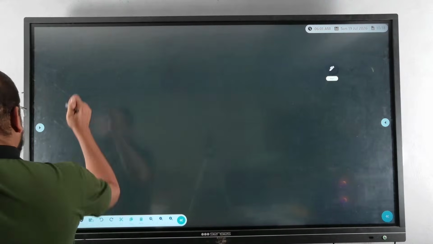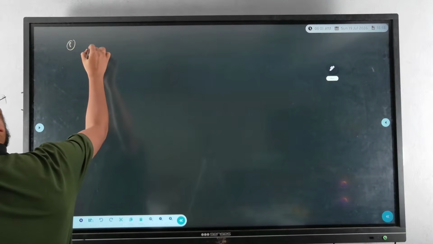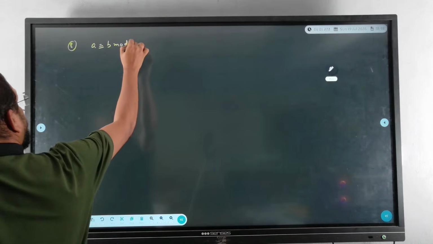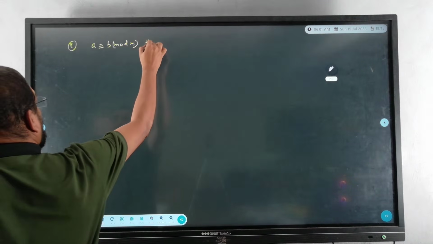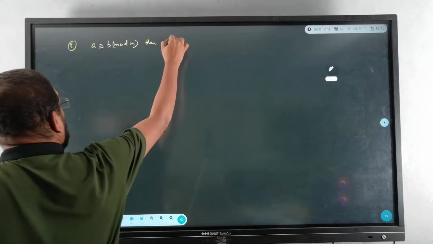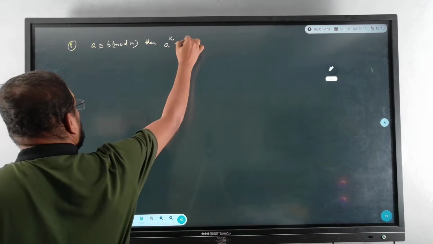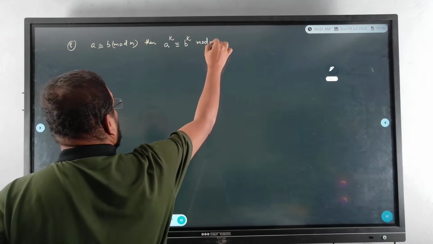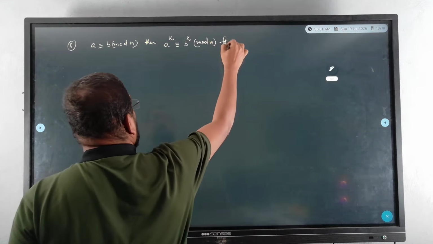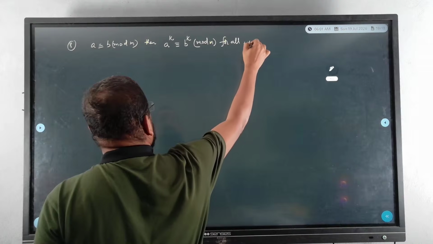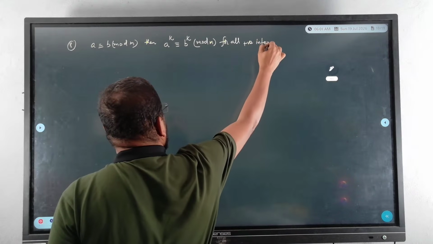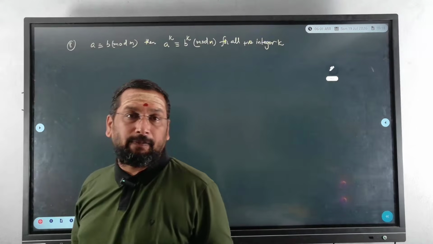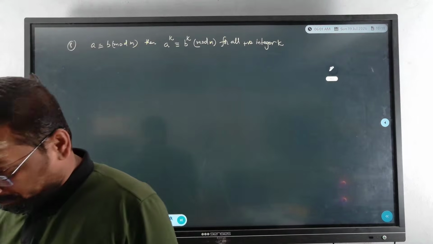Next property: if A is congruent to B mod M, then A power K is congruent to B power K mod M, for all positive integers K. So write down this property.